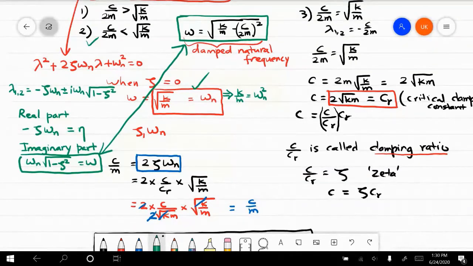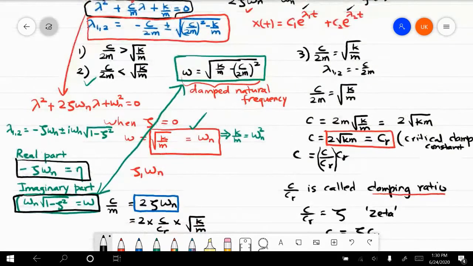So the conclusion, at least for now, is that the second order differential equation can be written in terms of the natural frequency and the damping ratio. Okay, and we now have these new variables eta and omega, which will be used later on to represent the solutions in the complex plane.